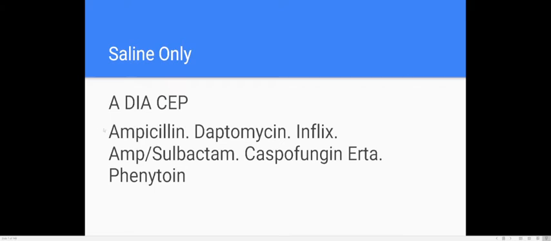So, let's get into this again. Ampicillin, dapto, infliximab, Amp-sulbactam, caspofungin, erta, and phenytoin. These are saline only, which is pretty important to know because they could literally just change a question up like, okay, D5W, what drugs are not compatible in this? And you have to know this list.